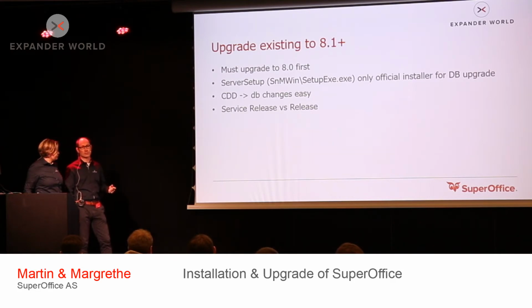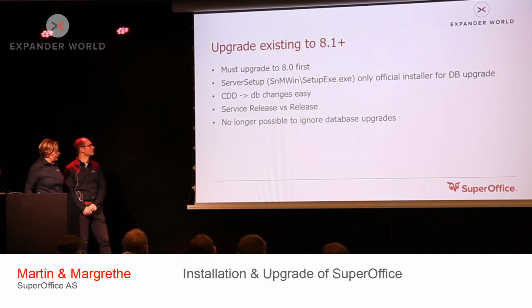So we changed from service release 1. Before, we used 8.0, 8.0 SR1, which was like the second release. So that's gone, and we start with release 1, release 2. So don't look up 8.200, it doesn't exist. It starts with release 1, release 2, etc. And it's no longer possible to ignore the database upgrades. They are there and running as a dictionary step.